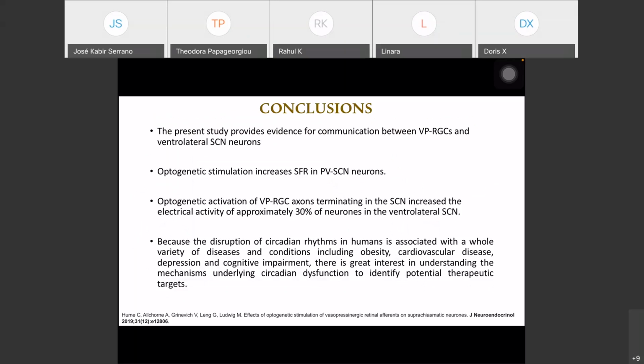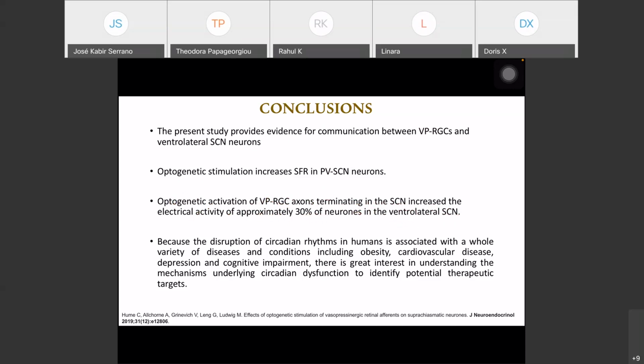So the conclusions of this article are the following. The present study provides evidence of communication between vasopressinergic retinal ganglion cells and ventrolateral suprachiasmatic neurons. So they are connected. The optogenetic stimulation increases the spontaneous firing rate of AVP suprachiasmatic neurons, and the optogenetic activation of AVP retinal ganglion axons terminating in the suprachiasmatic nucleus increases the electrical activity of approximately 30% of neurons in the ventrolateral suprachiasmatic nucleus.